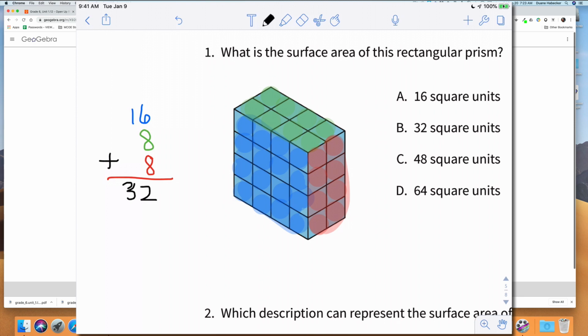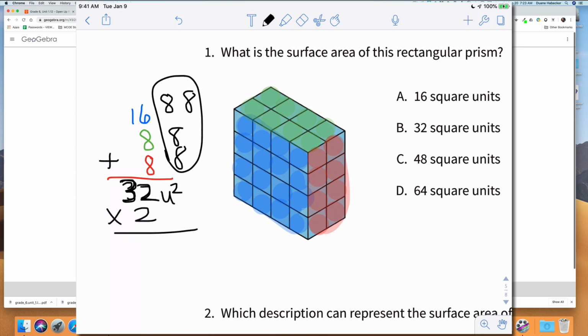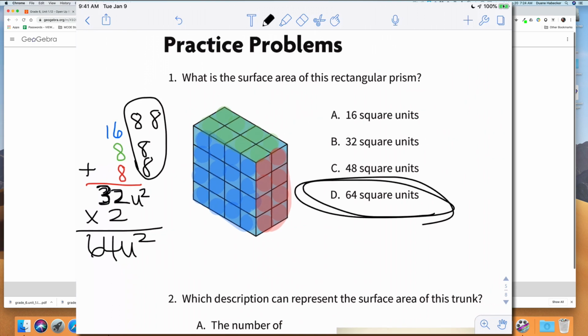Actually, the way I did it, this is 8 and 8, this is 8 and this is 8. So we had 4 8s. So 8 times 4 is 32 square units. Now, that's only for the three sides that are visible. So now we have to multiply that by 2 because every face has a partner. So that's 64 square units. So there we go. Wha-bam.